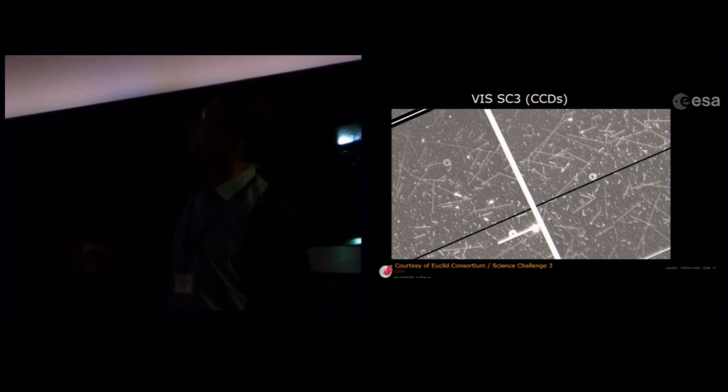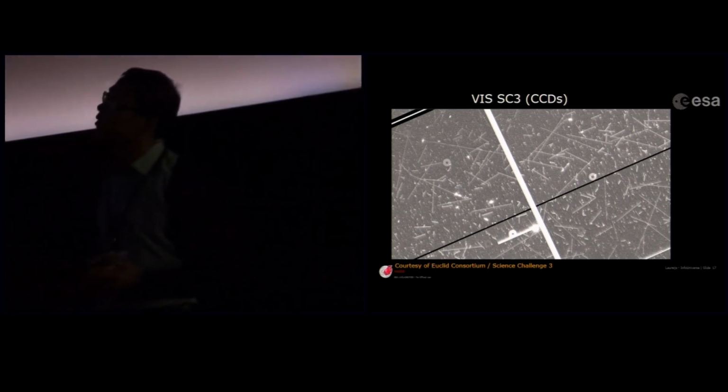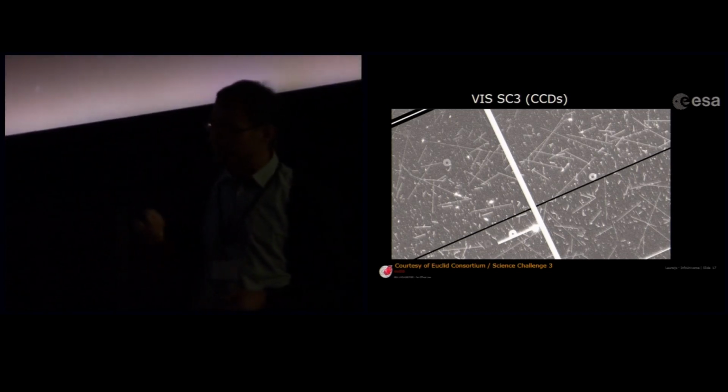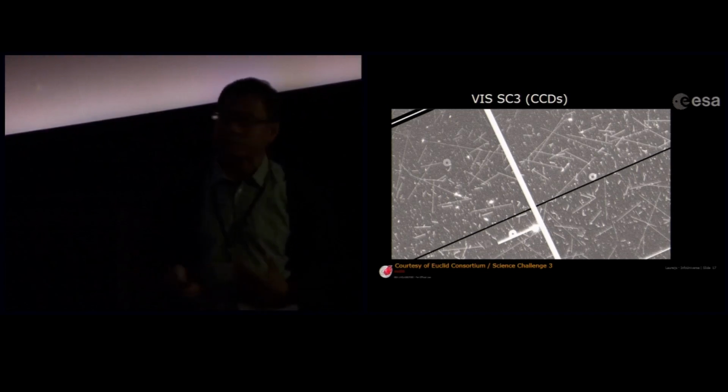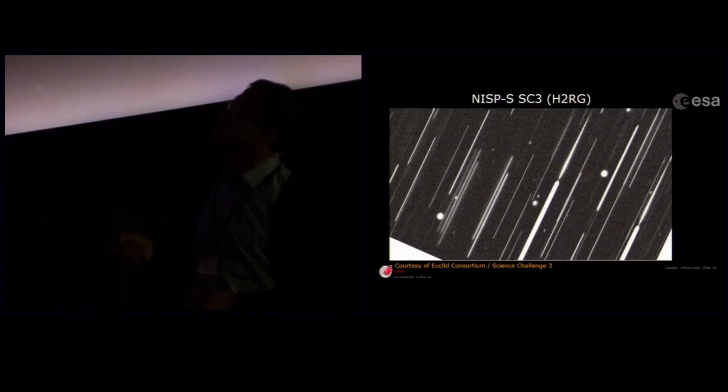We have also ghosts here because we have a dichroic. These can be removed as well. And there are large groups within the Euclid consortium, so the scientists working on the Euclid data, who are developing algorithms now to make these images extremely clean and understandable. Now, this is the type of images you get from the spectrometer. In the infrared, detectors are less sensitive to these cosmic rays.